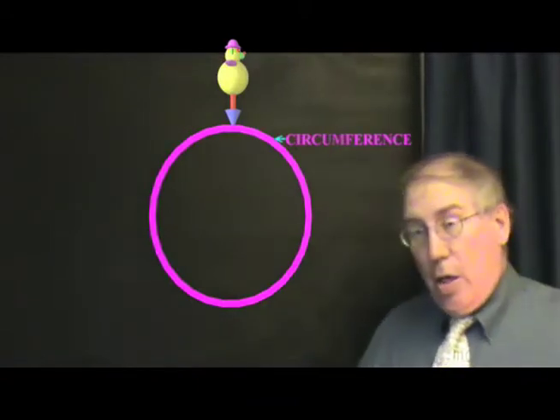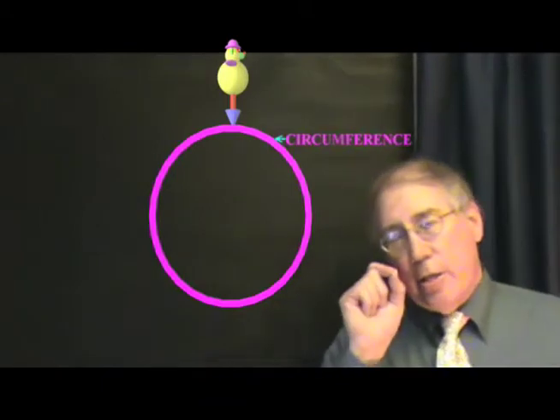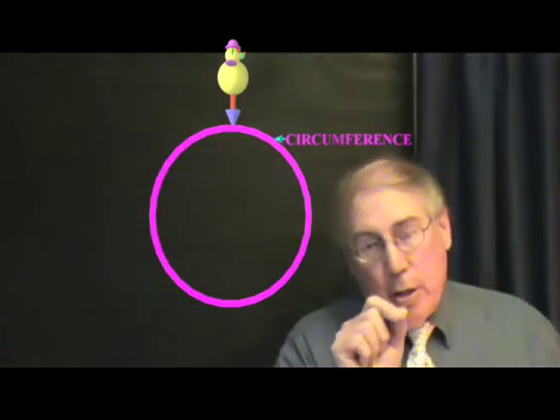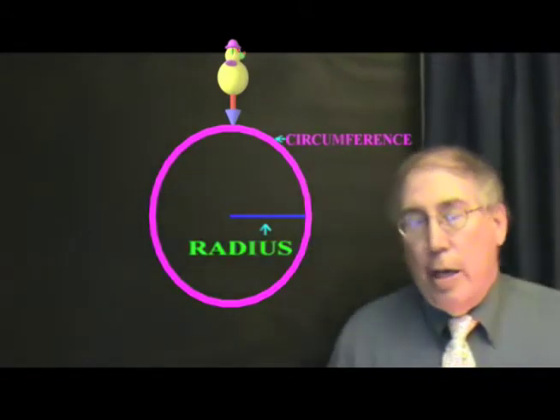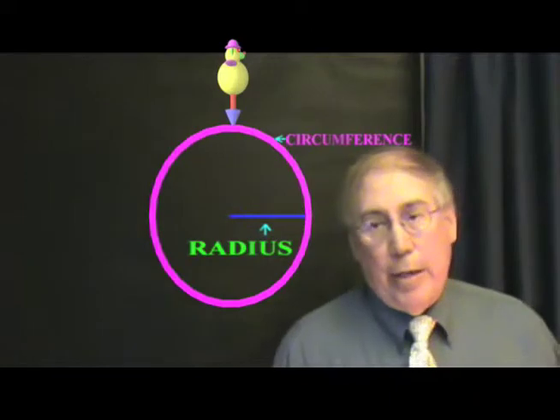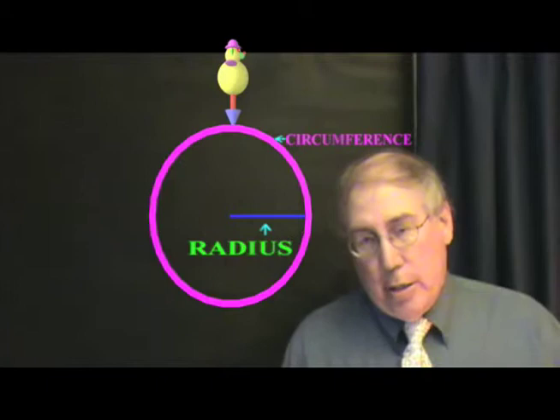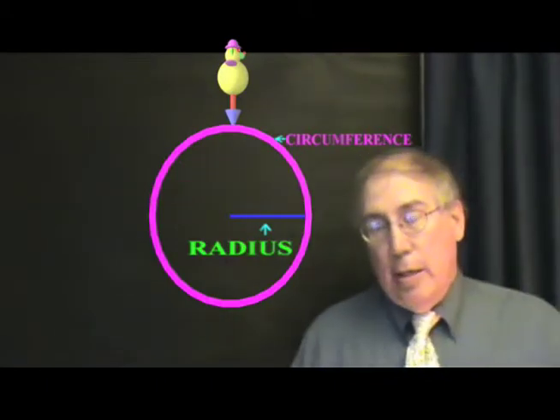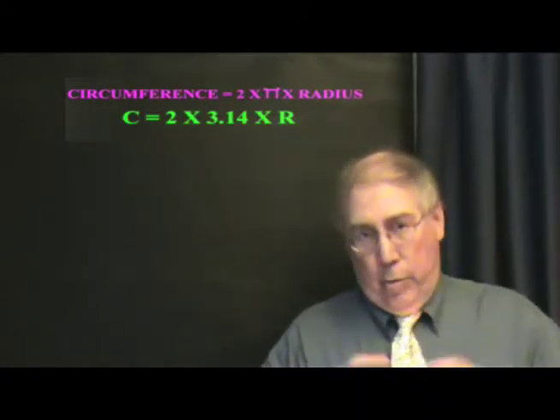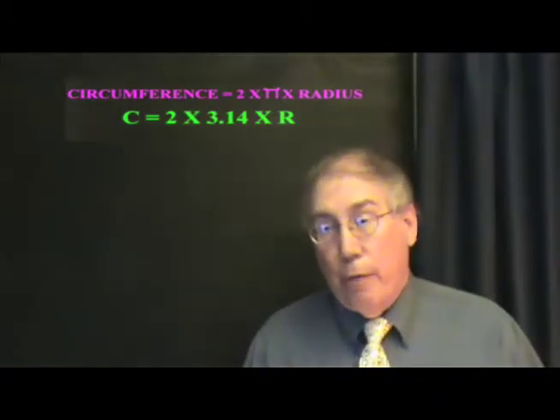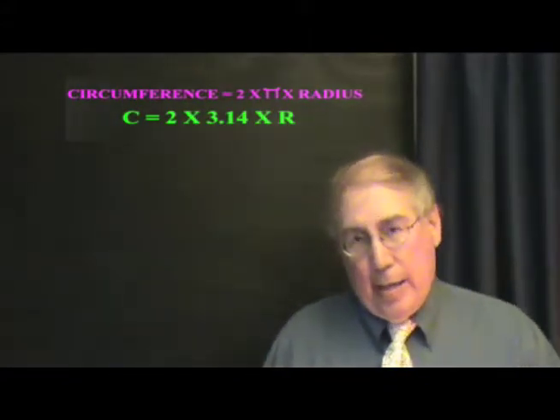Now, to find the circumference, we need to know what the radius is. That's the distance from the middle of the circle to the circumference itself. So, now, let's set up a formula here for finding the circumference. The circumference of the circle equals 2 times pi, which is a constant, which is approximately 3.14, and then you multiply the radius times that.